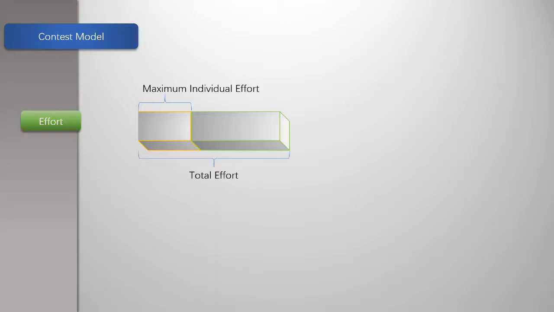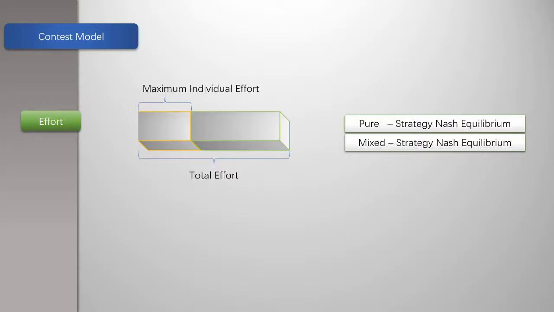During the investment, an agent can specify a value according to pure strategy or a probability distribution according to a mixed strategy. Similarly, we can define pure strategy Nash equilibrium and mixed strategy Nash equilibrium, when both agents cannot increase their payoffs by selecting another strategy.